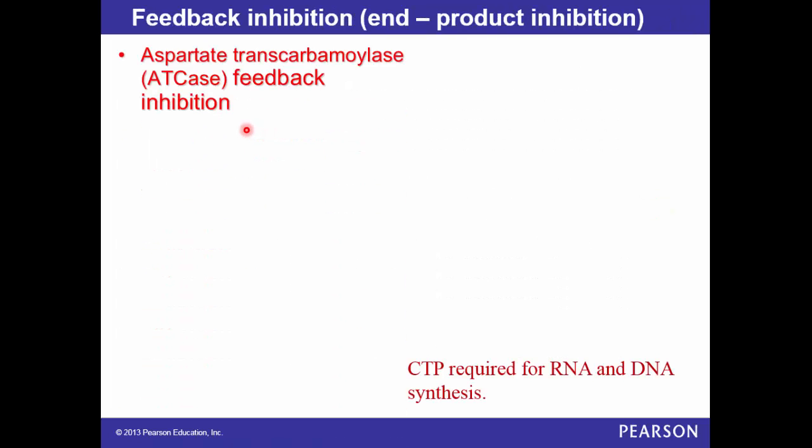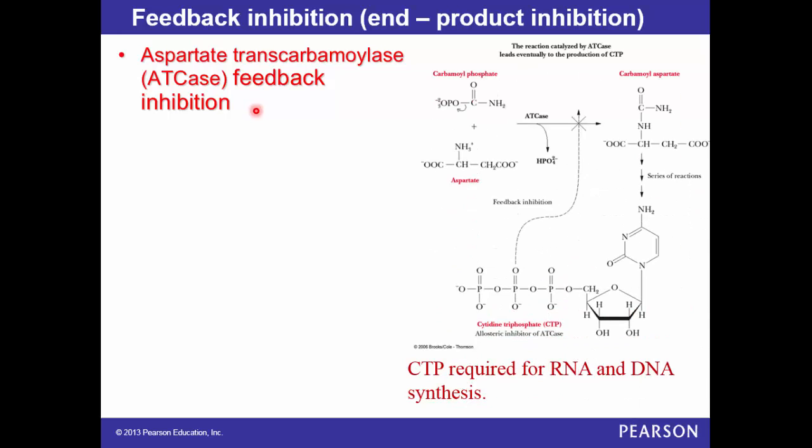Now, there is an enzyme which undergoes this mechanism of control called aspartate transcarbamylase. It is abbreviated ATCase. It undergoes feedback inhibition. It catalyzes the condensation between carbamyl phosphate and aspartate to produce carbamyl aspartate, and then several steps or reactions to give the final product called CTP. What is the importance of this reaction? CTP is required for RNA and DNA synthesis.